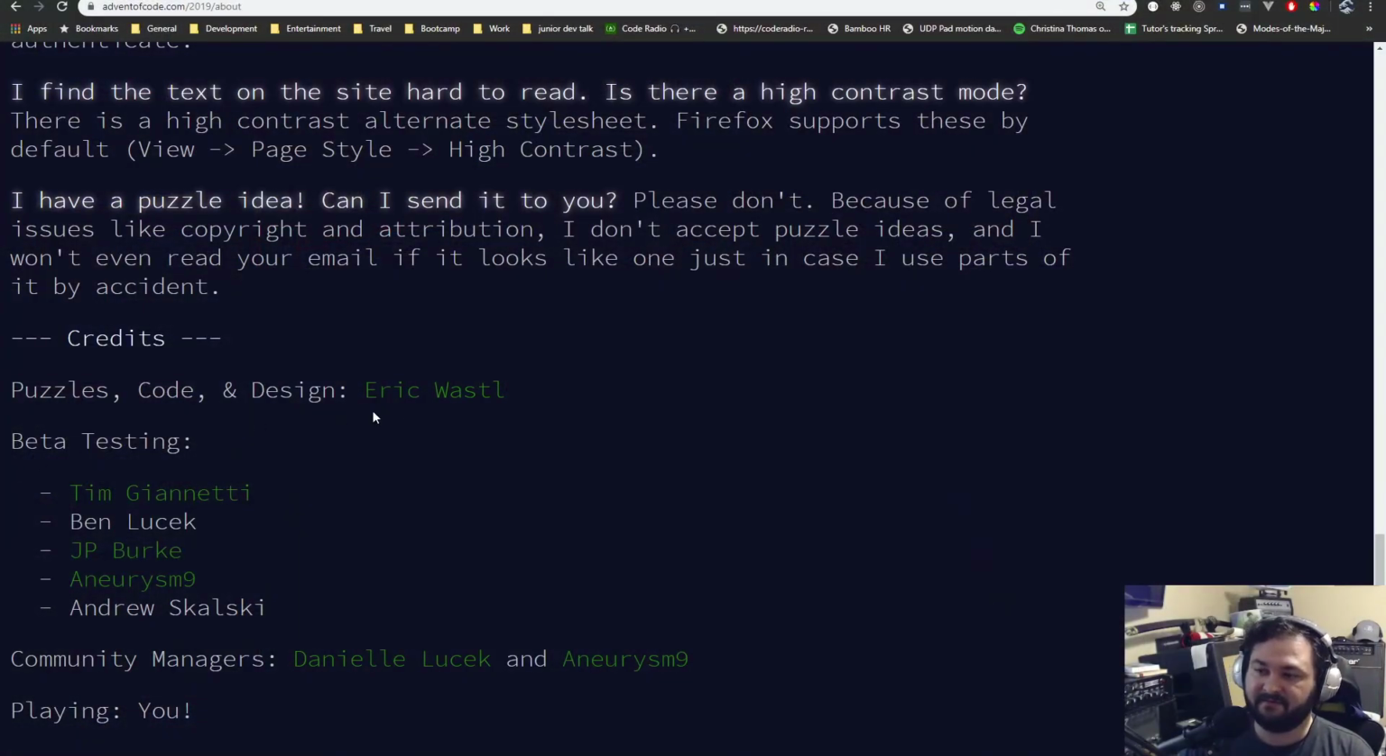Also very, very helpful were the other people that did Advent of Code or helped make it. So these other folks, Tim Gianetti, Ben Lusek, JP Burke, Aneurysm 9, Andrew Skalski, and these community managers, Danielle and the same fellow Aneurysm. Thanks to everybody that put this thing together. This was super awesome and a great way to learn a language, having had experience in another language.